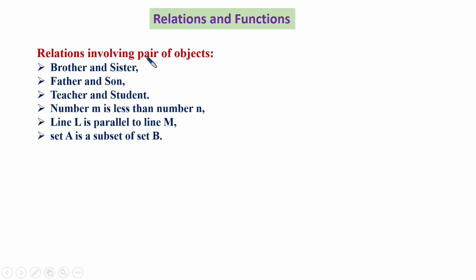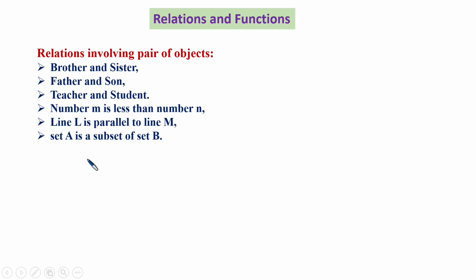Here relations involve pairs of objects. So we will only consider pairs of objects like brothers and sisters. This is a relation. Father and son, then teacher and student. Number m is less than number n. These are all relations. Line L is parallel to line m. So how line L is related to line m, or set A is a subset of set B. So how set A is related to set B.